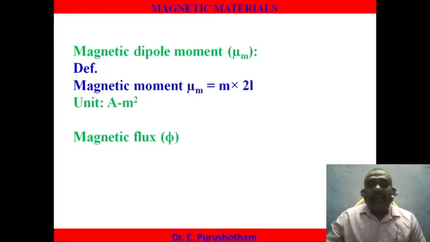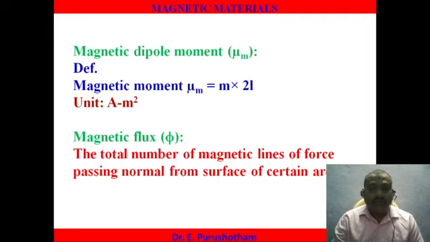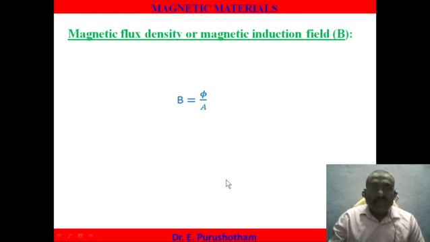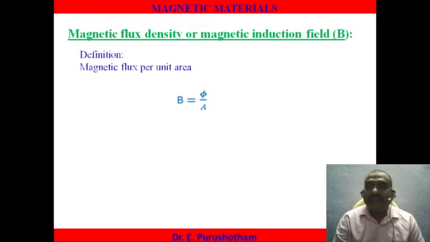So what is magnetic flux? The magnetic flux is represented by phi. The total number of magnetic lines of force passing normally through a surface of certain area is called magnetic flux. So what is magnetic flux density? It is also called the magnetic induction field, represented by capital B.